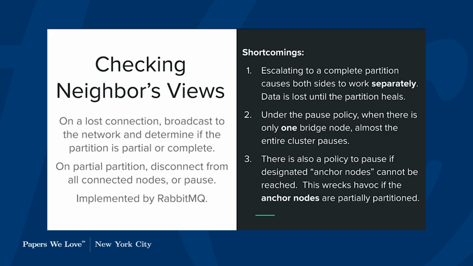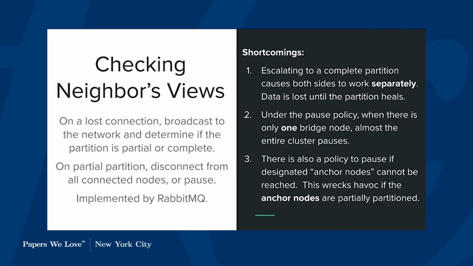There's also a policy to pause if designated anchor nodes cannot be reached. So this is kind of an interesting one. You can designate in RabbitMQ some nodes to be anchor nodes, and these are nodes that you always expect to be up, and you never expect to have a network partition between them. So however you decide to magically set up your network such that these nodes will always be available and always be connected to each other, then you can say to other nodes in the system, all right, if you can't access these nodes, pause operations.